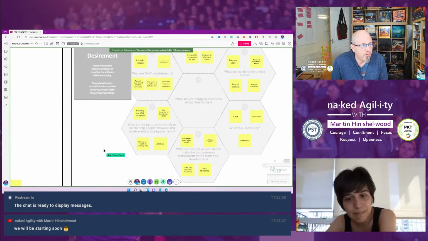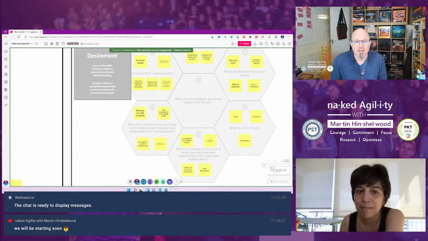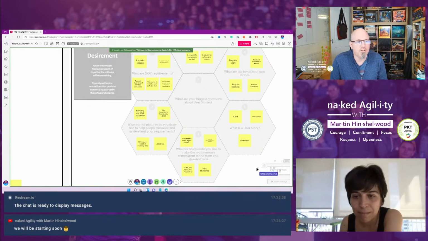I like the story around what is a user story: a card, a conversation, and confirmation. Upon what basis are we going to say that this story is complete? But also, what does it look like and what is it? We have to have those conversations.